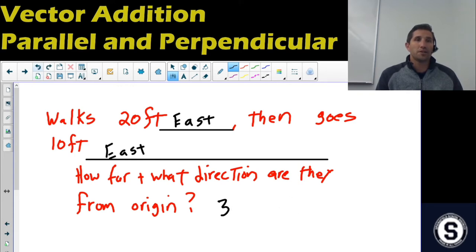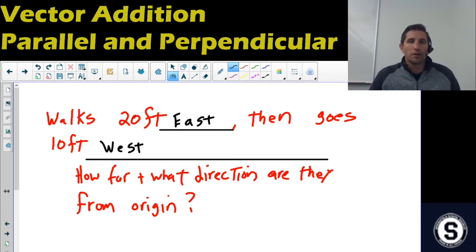Now, let's imagine that we change it up a little bit. What if the person walks 20 feet east and then they go 10 feet to the west? What do you think you're going to do in this situation? How are we going to get the answer?